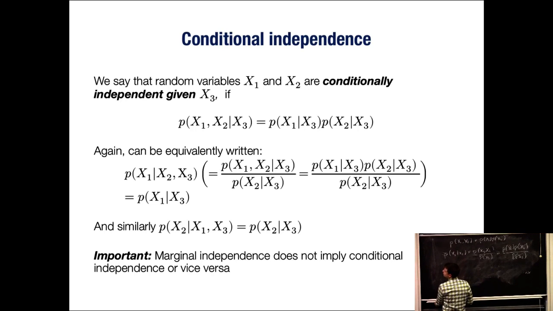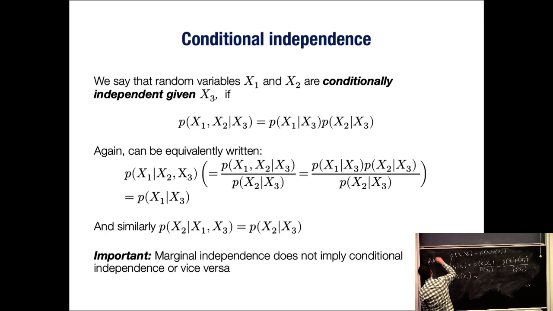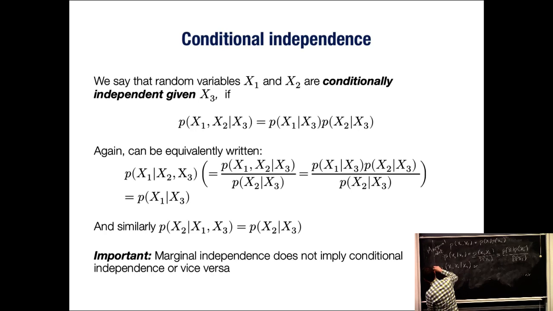Okay, so conditional independence is the same thing, but conditioned on some third variable, x3. So it's saying that the probability of x1 and x2 given x3 is equal to the product of the probabilities of x1 given x3 and x2 given x3. By the way, these are all big X's I'm writing here, but of course they hold for any instantiation of little x as well, any value you assign to x. This is marginal independence here, and this is conditional independence.